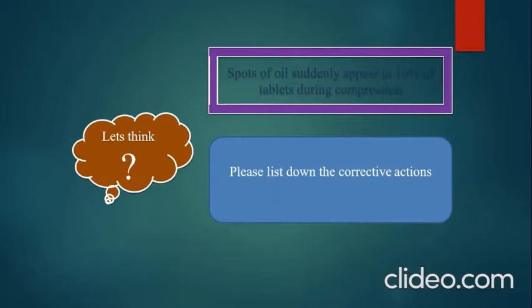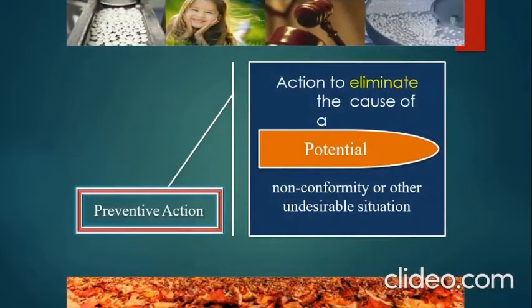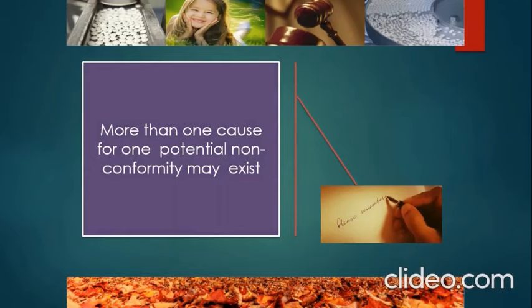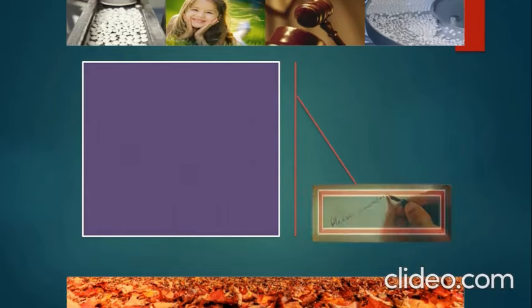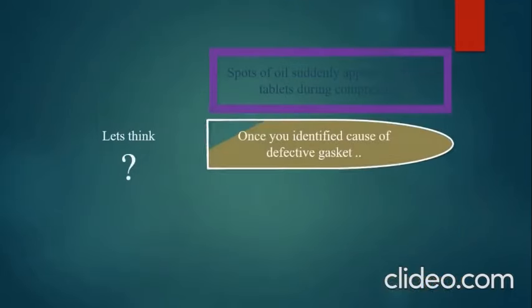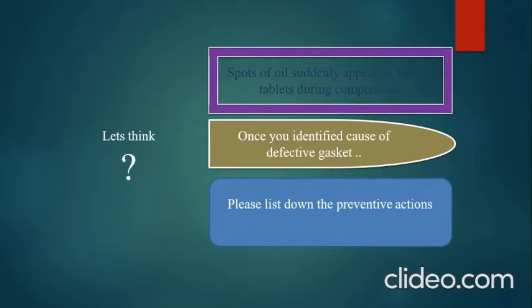What is preventive action? The action to eliminate the cause of a potential non-conformity or other undesirable situation. More than one cause for one potential non-conformity may exist. So it is taken to prevent occurrence. Once you identify the cause of the defective problem, then list down the preventive action you need to apply.